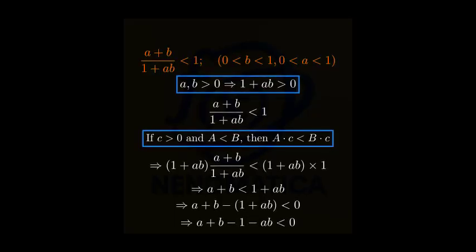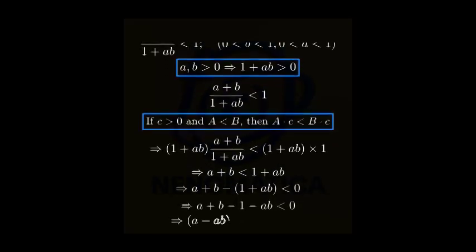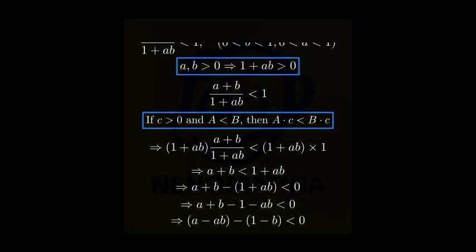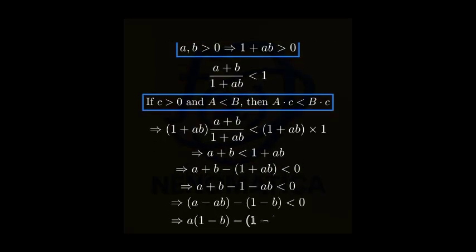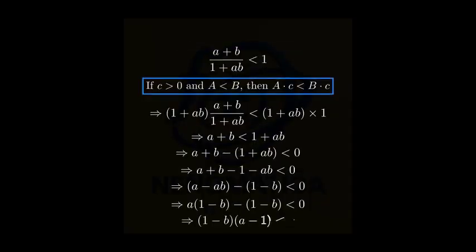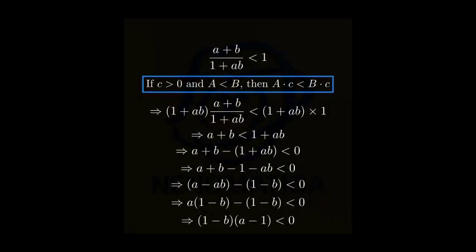Step 4. Simplify the left side by distributing the negative sign. Step 5. Let's rearrange the terms to group similar ones. We can rewrite this as a minus ab minus (1 minus b) is less than 0. Step 6. We can factor out common terms. For the first group, we can factor out a, and for the second group, we can factor out 1 minus b. Step 7. Now we can factor out the common term 1 minus b from the entire expression.